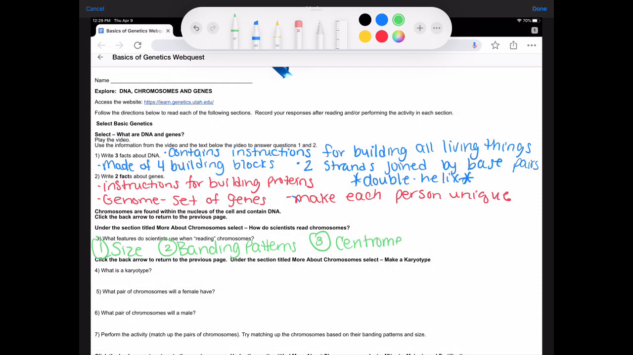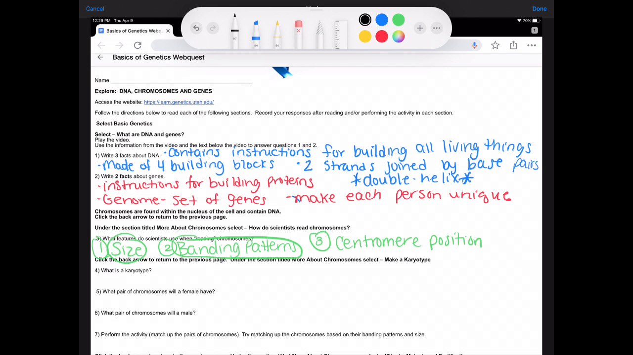So centromeres are part of the chromosome that's used when the chromosomes undergo mitosis or meiosis. You don't need to really know what the centromere is. I would say if you knew size and banding patterns, that's perfect for this point.